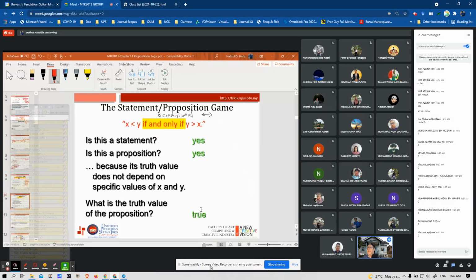Okay, and then we have biconditional. Biconditional: x is less than y if and only if, or we can call it IFF, y is greater than x. Is this a statement? Yes. Is this a proposition? Of course, yes, because the truth value does not depend on the specific value of x or y. What is the proposition of this value? We have x and y, and y greater than x is true.